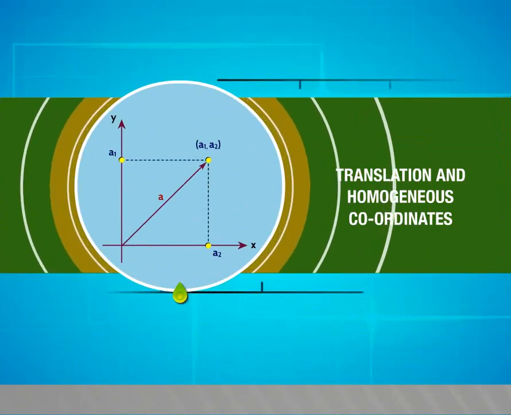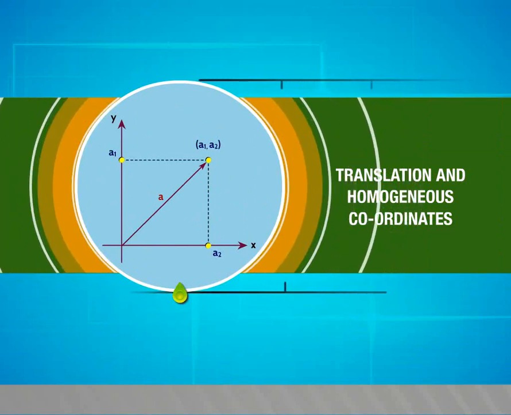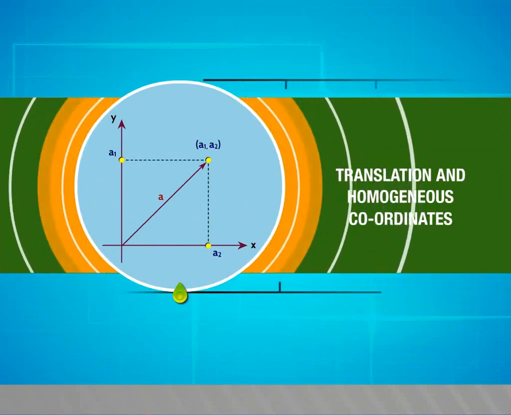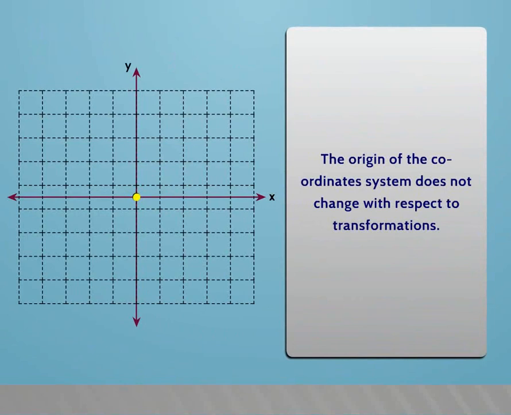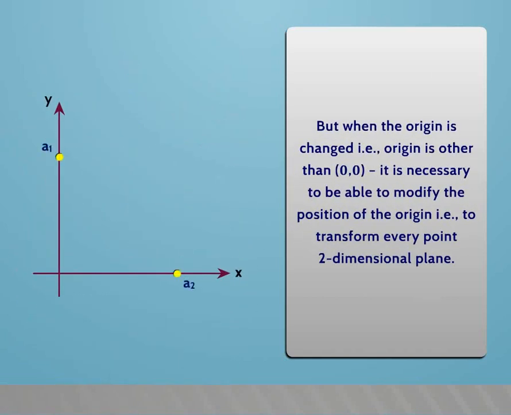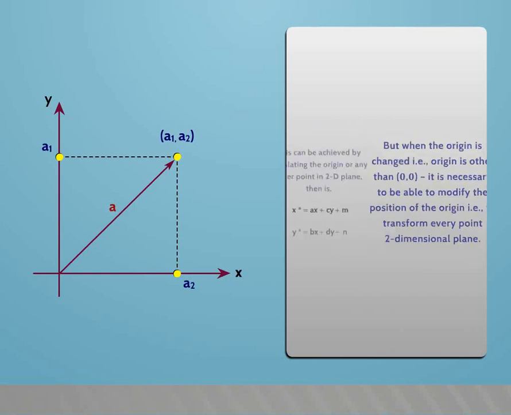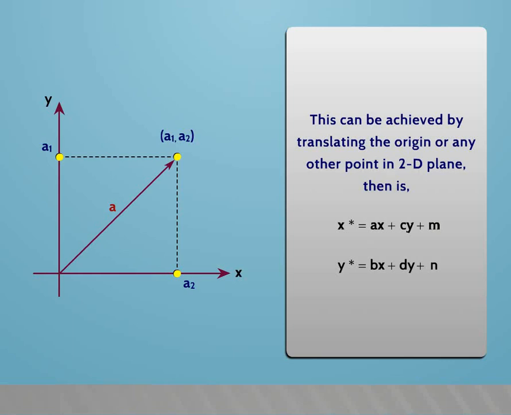Translation and homogeneous coordinates. In this video, we are going to see about translation and homogeneous coordinates. The origin of the coordinate system does not change with respect to transformations. But when the origin is changed, that is, the origin is other than 0, 0, it is necessary to be able to modify the position of the origin, that is, to transform every point in the two-dimensional plane. This can be achieved by translating the origin or any other point in the 2D plane.